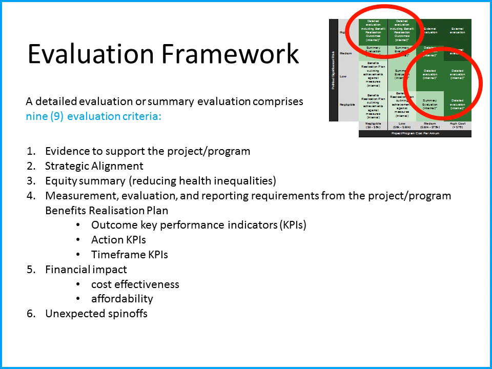The evaluation framework for a detailed internal evaluation comprises 9 evaluation criteria: evidence to support the project or program, strategic alignment, an equity summary of how we're reducing health inequalities, and measurement, evaluation and reporting requirements from our benefits realisation plan. These are broken into outcome key performance indicators or KPIs, action KPIs, and timeframe KPIs. We also look at the financial impact. Is it cost effective and is it affordable? And finally, we look at unexpected spin-offs. Was there anything that wasn't planned that the project actually ended up doing inadvertently that wasn't expected? So let's look at these one at a time.